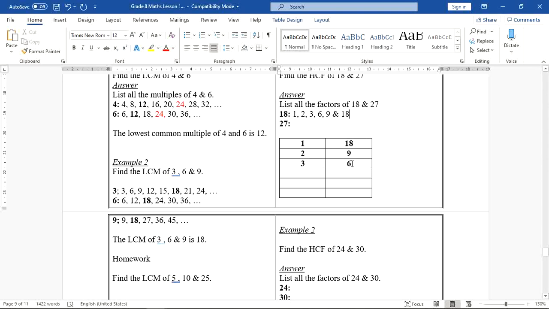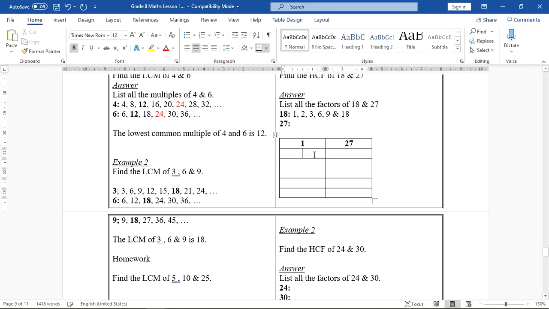Let's move on to 27. Let us find out the factors of 27. Can 1 divide 27? Yes, it can. How many times? 27 times. So in fact, 1 is a factor of any whole number.